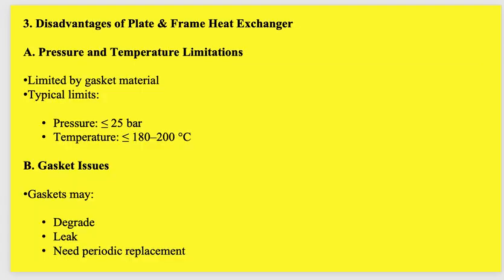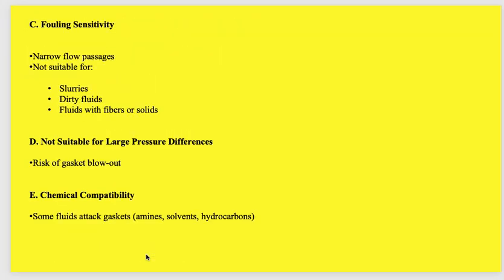What are the disadvantages of this type? Pressure and temperature limitation, for sure. It is not a wide selection range for temperature and pressure. Limited by gasket material, typically limited to pressure lower than 25 bar and temperature lower than 200 degrees C. The gasket issue: if the gasket leaks, it makes many troubles. The gasket may degrade, leak, and need replacement from time to time.